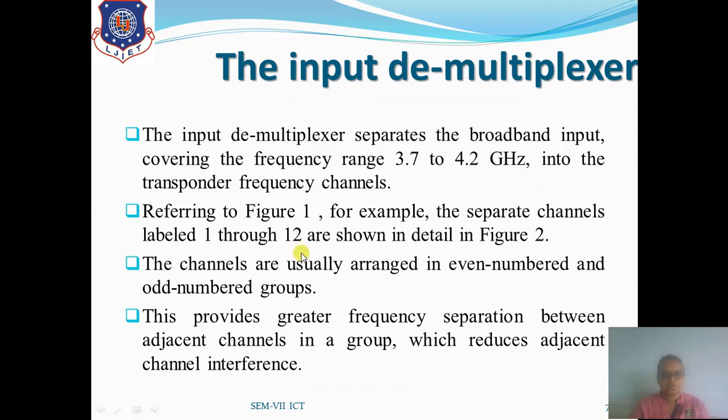It is separated into channels 1 to 12, and these 12 channels are arranged in even numbered and odd numbered groups, so that the frequency separation between adjacent channels is greater. That means channel one and channel two will have only a slight difference in frequency, so there may be adjacent channel interference. To avoid this adjacent channel interference, we divide the input demultiplexer channels into even numbered and odd numbered groups.